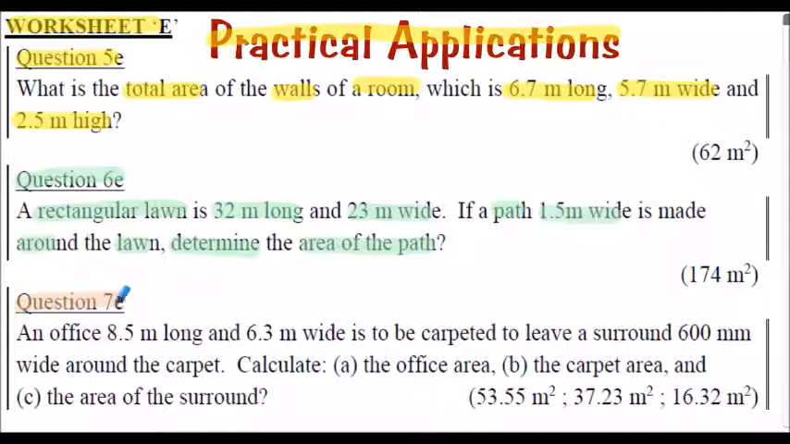And question 7E, an office 8.5 meters long and 6.3 meters wide is to be carpeted to leave a surround of 600 millimeters wide around the carpet. We've got to calculate A, the office area, B, the carpet area, and C, the area of the surround. Answers are shown in the brackets in all cases here. I would encourage you to stop the presentation and attempt these three practical questions, but I'll outline the solutions on the following slides.